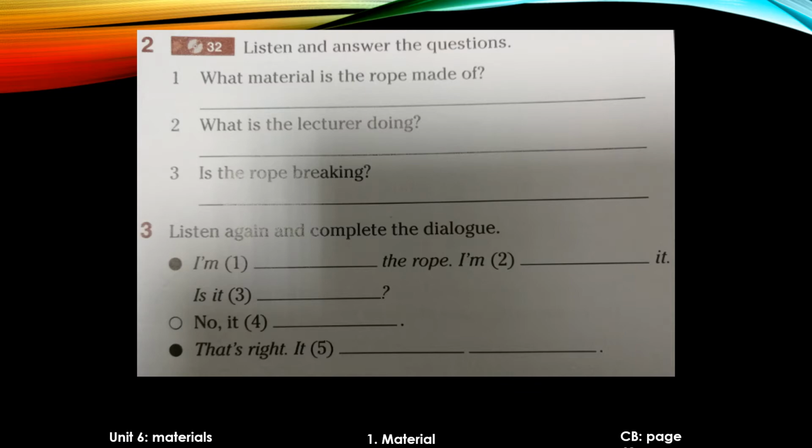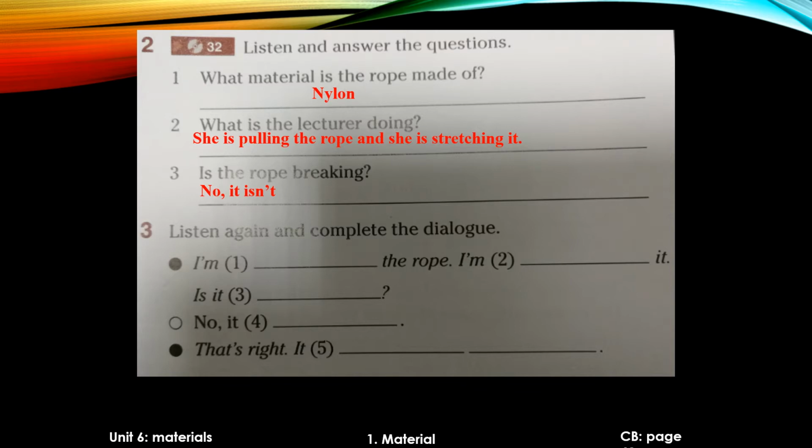Okay, now let's see what is the answer for question 1. What material is the rope made of? Perfect, it's made of nylon. What is the lecturer doing? She's doing 2 things. She's pulling the rope and she is stretching it. 3, is the rope breaking? No, it isn't. Now we are going to listen again and complete the dialogue, which is in question number 3.